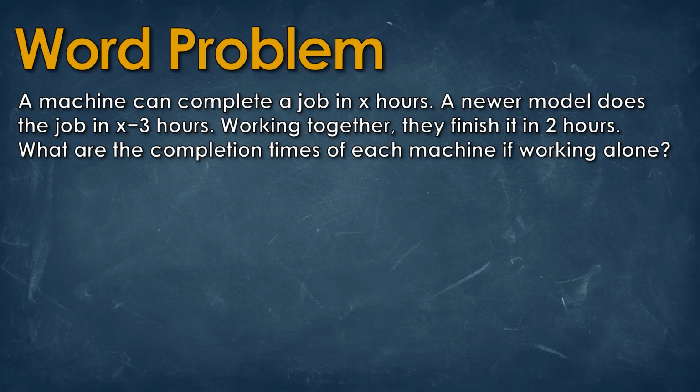So for this one, we have a machine can complete a job in x hours. A newer model does the same job in x minus 3 hours. Working together, they finish it in 2 hours. What are the completion times of each machine if working alone?